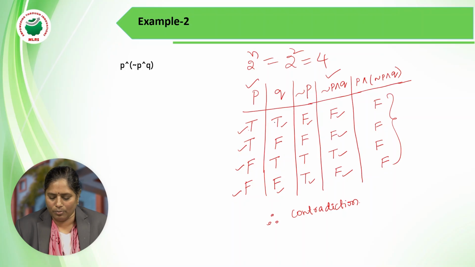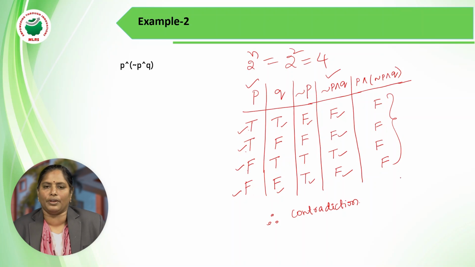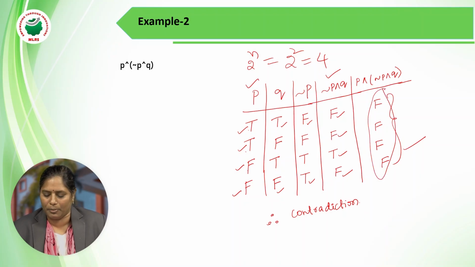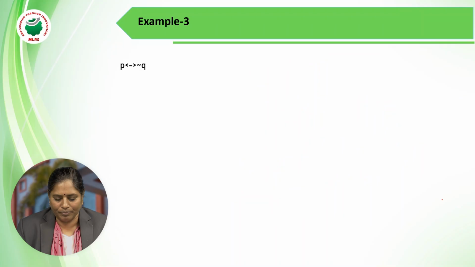So, for P and Q, true false gives false, false true is false, false false is false. Therefore, for all the components of P and Q, we get the false condition, and that is a contradiction. Or else we can say that if the final column of a compound proposition is all false, it gives a contradiction. Next one is the third example.